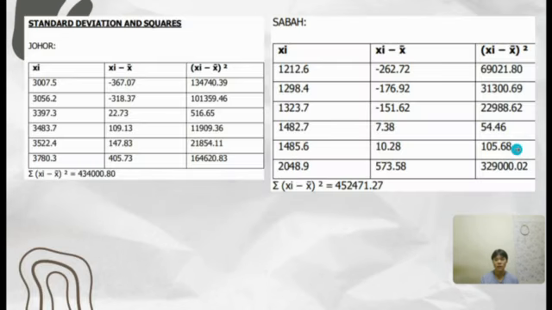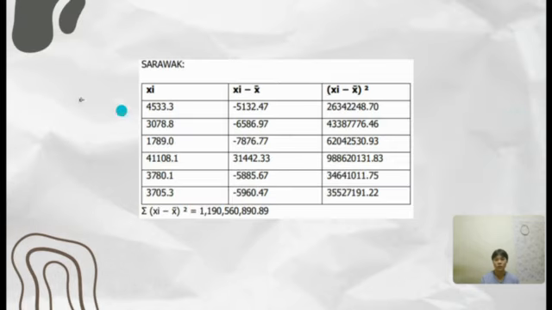Okay, the next one is standard deviation and squares. For Johor, in the first column we use xi, in the second column xi minus x-bar, and in the third column xi minus x-bar squared. For the last, we use the total, sigma of xi minus x-bar squared, equals the total number. And for Sabah and Sarawak, we also do the same.